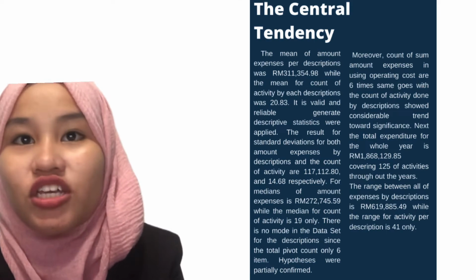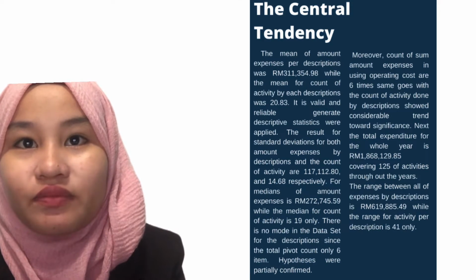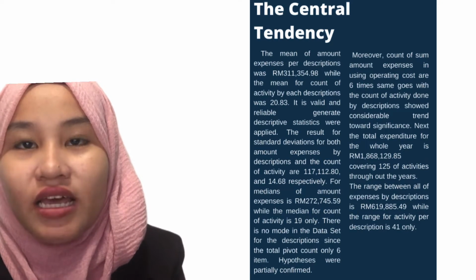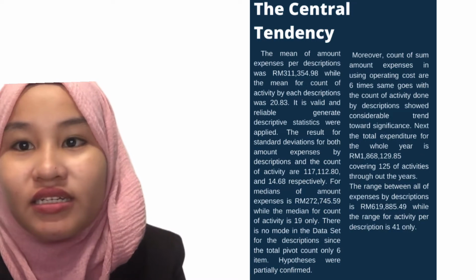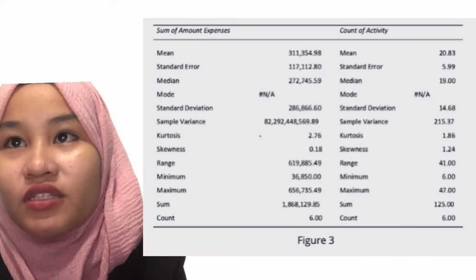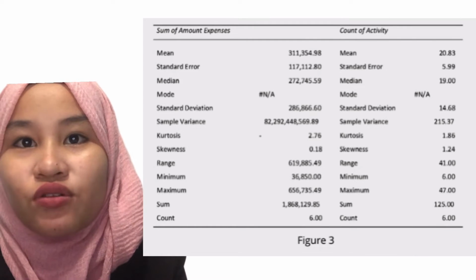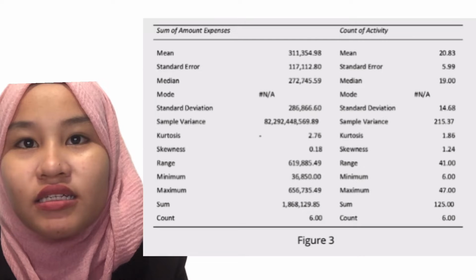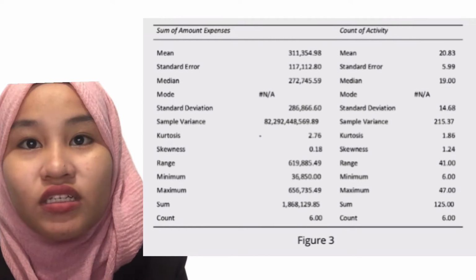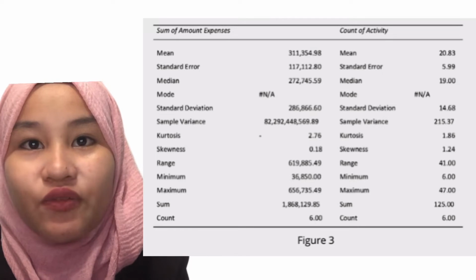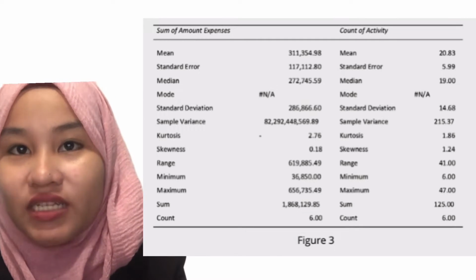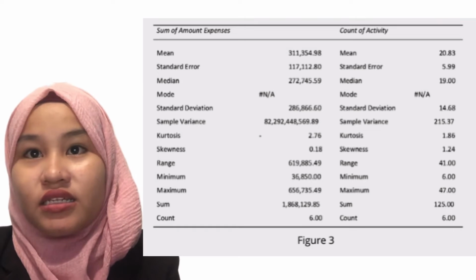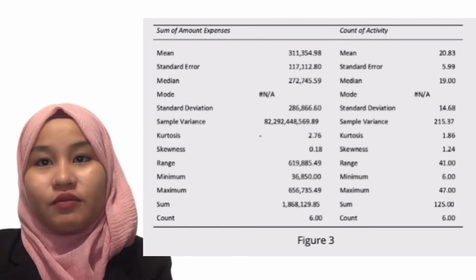And the results for the standard deviations of expenses and count of activity are 117,112 and 0.80 and 14.68 respectively. So here you can see from the table, from figure 3, also the median for the expenses is 272,745.59 ringgit, while the median for count of activity is 19 activities only. So there is no mode in the data set since each description only counts 6 times.